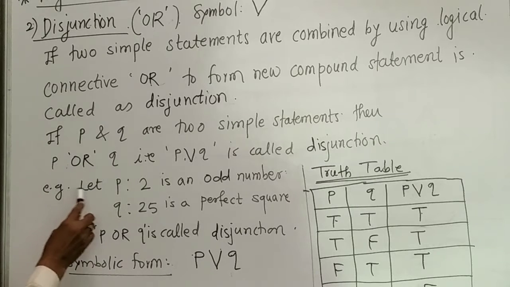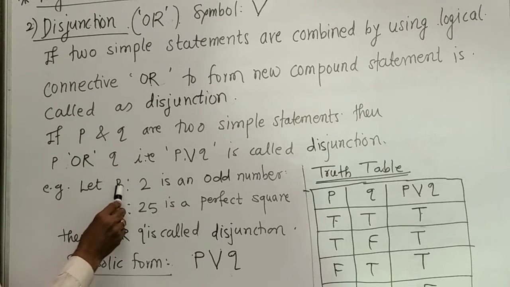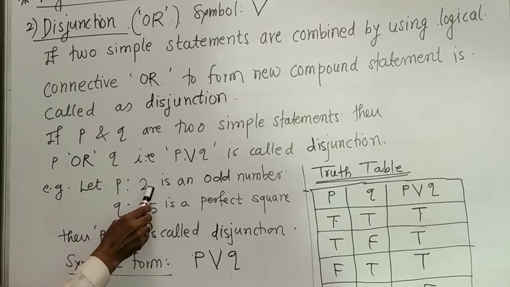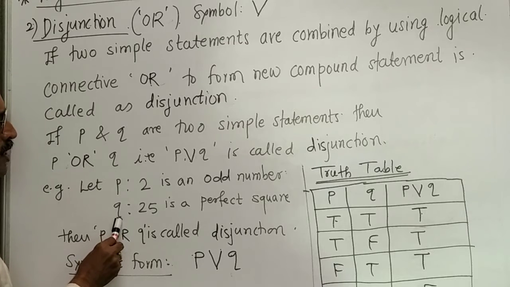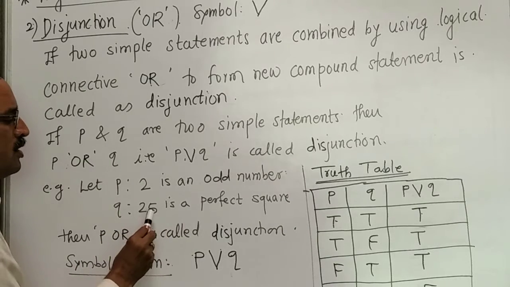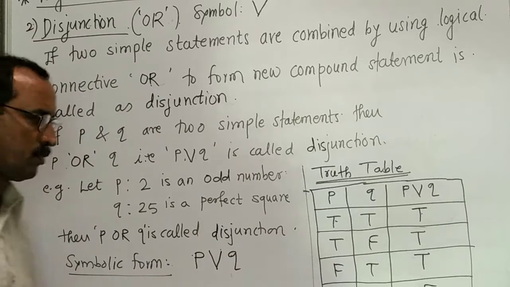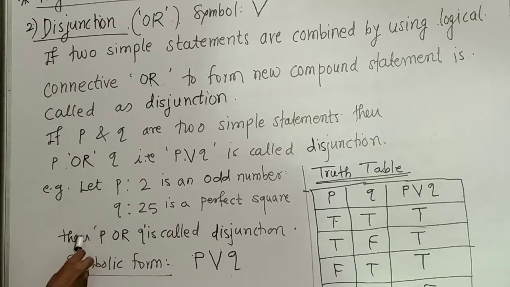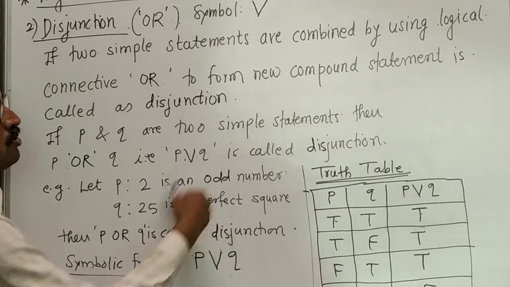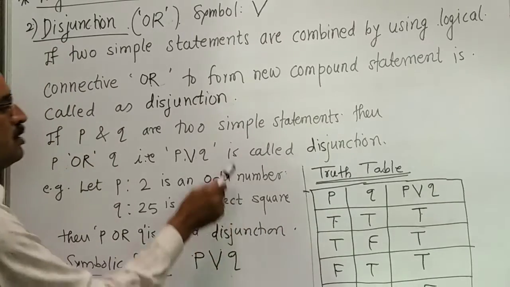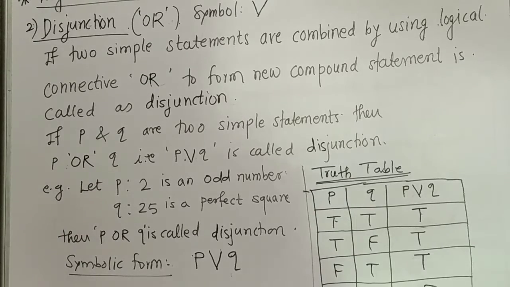Here we consider an example. Let P be the statement 2 is an odd number, and we consider a second simple statement Q: 25 is a perfect square. If we join these two simple statements by the connective OR, then we get P or Q. In symbolic form it is P ∨ Q, means P or Q, called disjunction. This is the symbolic form.